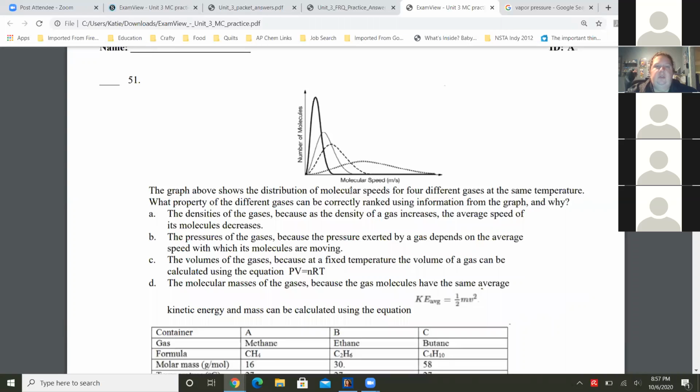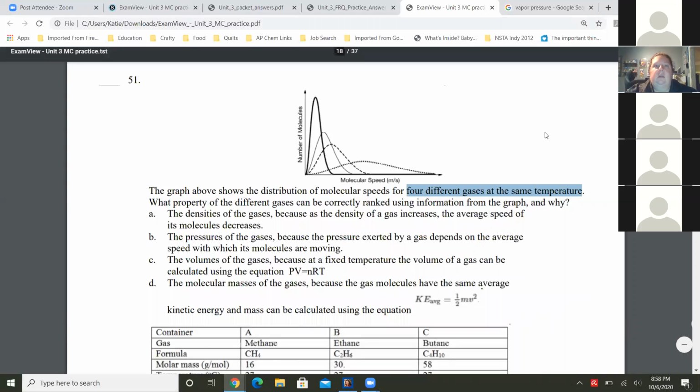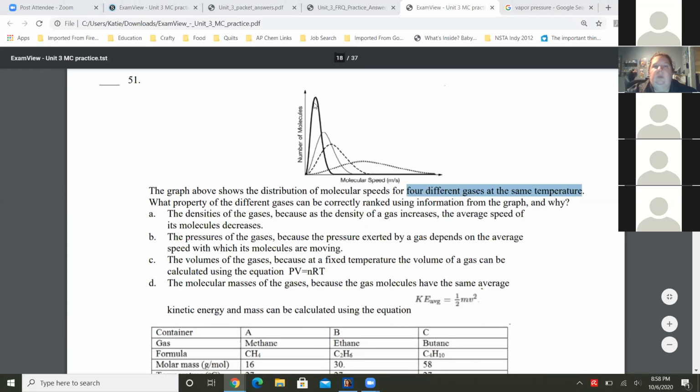So we've got distribution of molecular speeds for 4 different gases at the same temperature. There are 2 different ways we can see these graphs. One way is this way, where we've got different gases, all at the same temperature. Another way is to show the same gas, but at different temperatures. So it's always important to read that and make sure you know what it's talking about. I'm going to call this gas A. Gas A has a rather low molecular speed because its peak is lower. Gas B is a little bit higher, gas C is a little bit higher, and gas D has the highest average speed out of all 4.